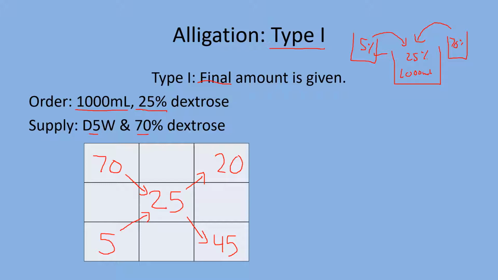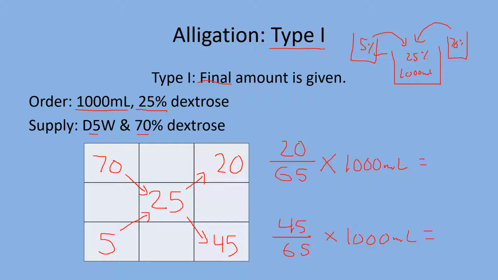So we have 20 and 45. We're going to add those together. What happens when we add those together? 65. So we got 20 out of 65, and we got 45 out of 65. And the last step for us is to multiply by the final volume. That's how you know it's type 1. The last step, you're just going to multiply by that final volume. Just round to the nearest ml.